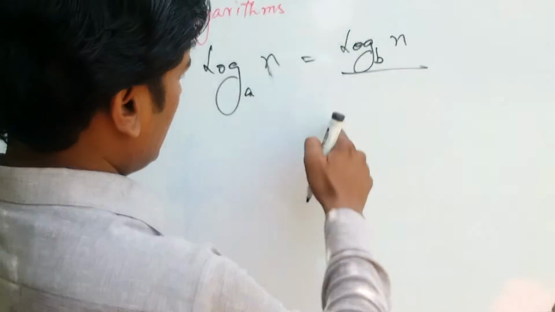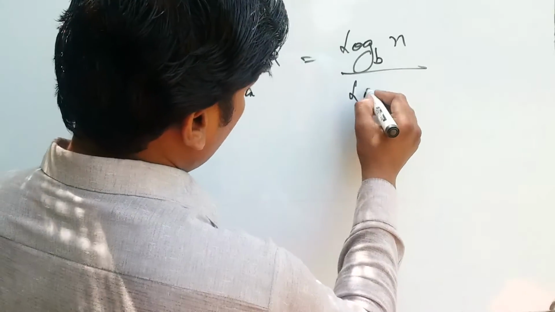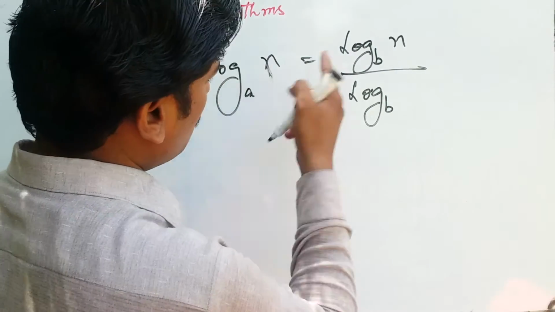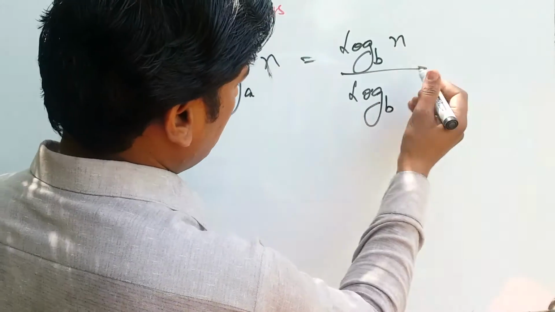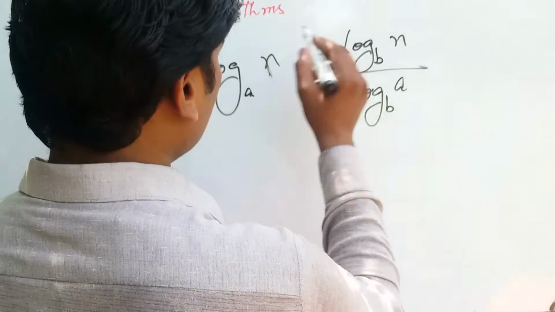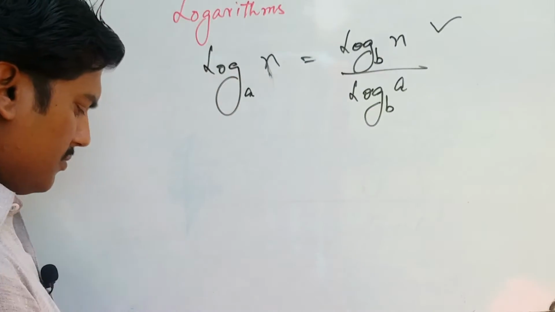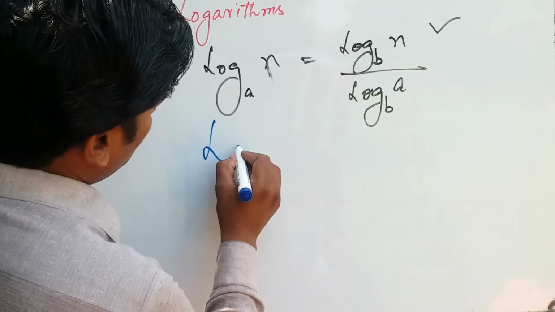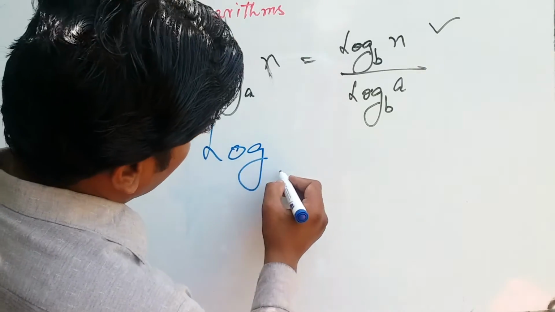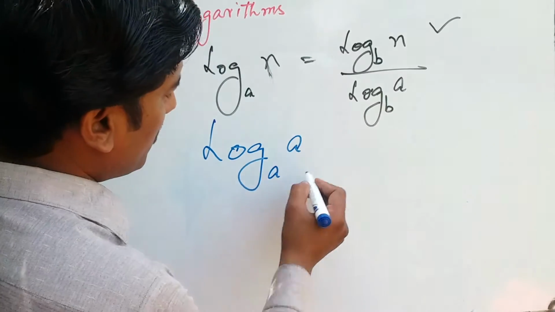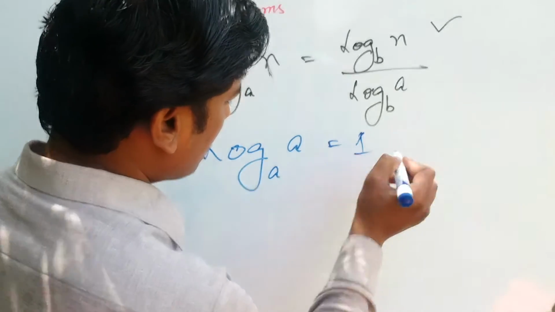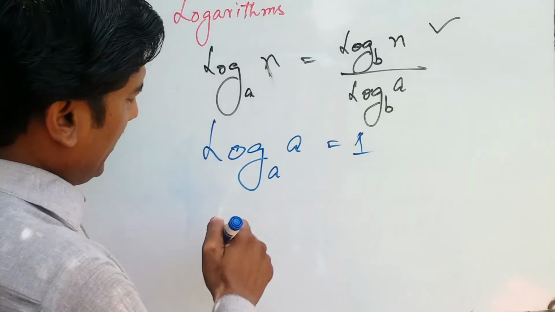And as numerator, and in denominator, same, the base will be changed from a to b, and this a will be here. This is the base change rule, changing base rule. Now we should know that log of a number to the same base is always equal to 1.